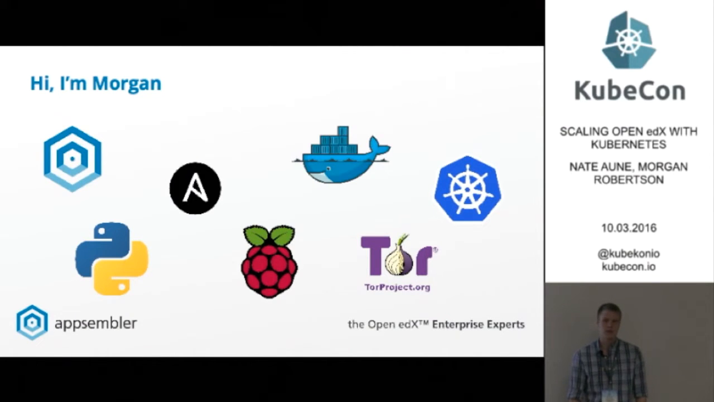So I spend a lot of my time writing Ansible code and working with Docker and Kubernetes, of course. I spend my free time being concerned about privacy online, and so I run a bunch of Tor relays. So if you enjoy this talk, you can run your own Tor relay and name it after me or something. And then I also do Python development and play around with Raspberry Pi.